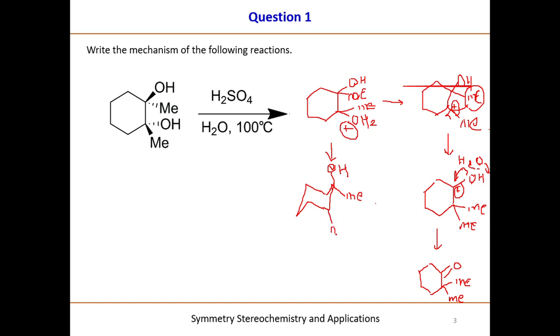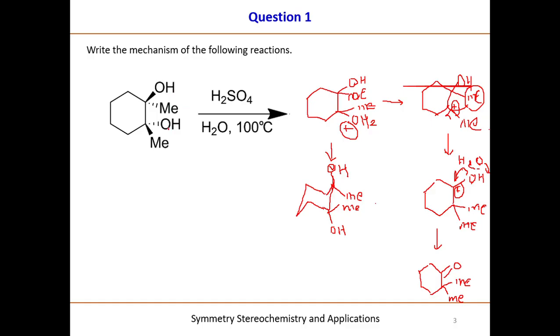And both the methyl groups are trans to each other. That means they will be in opposite directions. That is the equatorial position. Remember this one. This is upside. This axial is upside, right? This equatorial is upside. Upside will give a cis product. Downside will give a trans product.